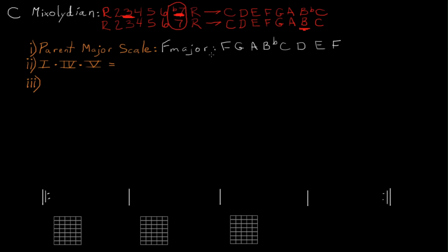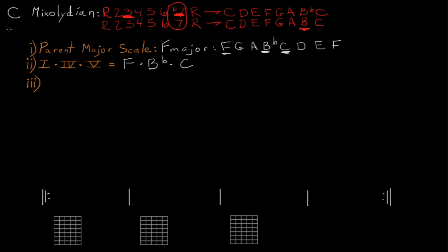Just remember with your harmony and theory, when you're working with triads, that your 1, 4, and 5 chords are major, your 2, 3, and 6 chords are always minor, and your 7th chord is diminished. So the 1, 4, and 5 chords from F major are going to be F, B flat, and C. So here they are over here as well.